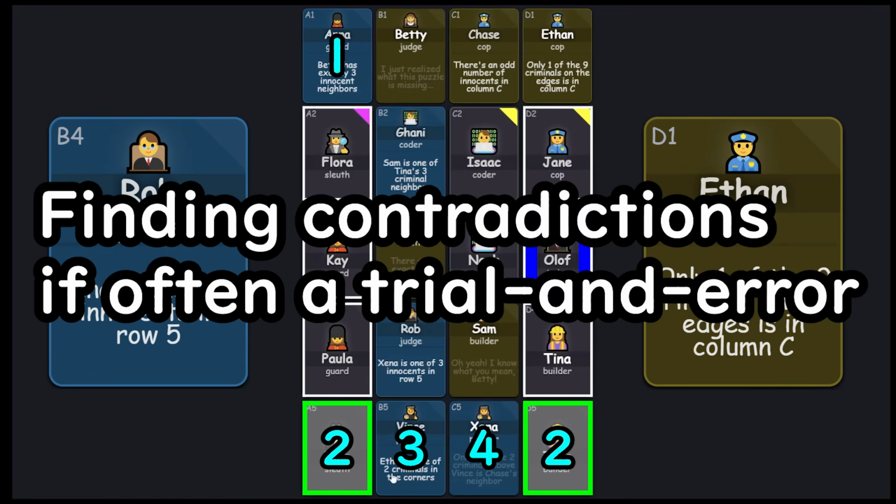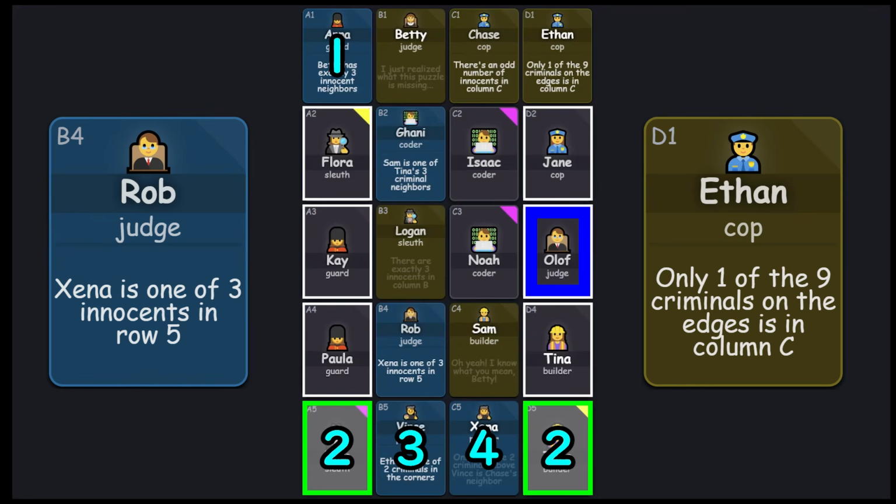This does not always work, however. If my assumption did not lead to a contradiction, I would simply pick a different person like Flora and see where it leads. Anyway, my initial assumption ended up working, so let's get back to it.